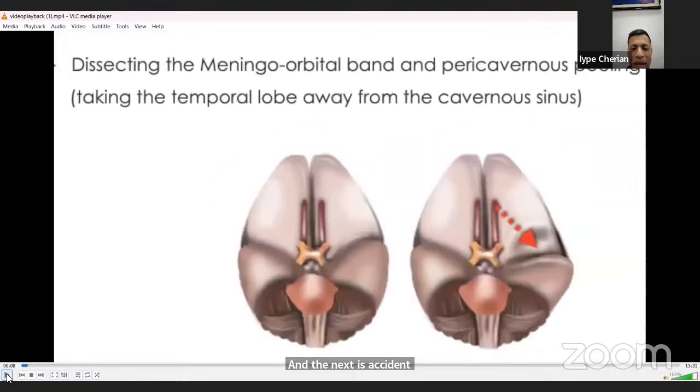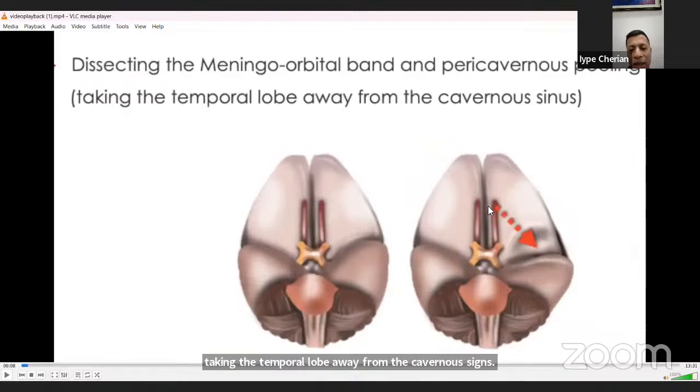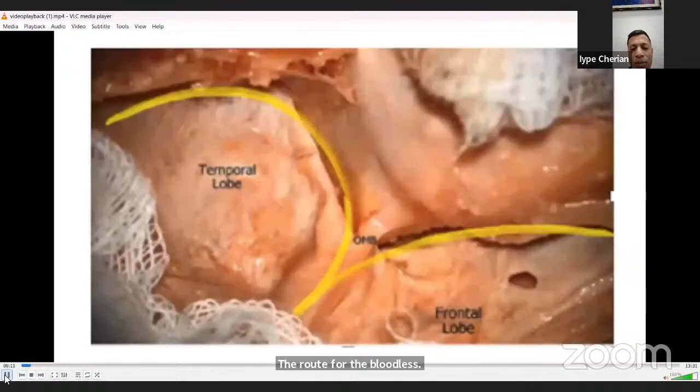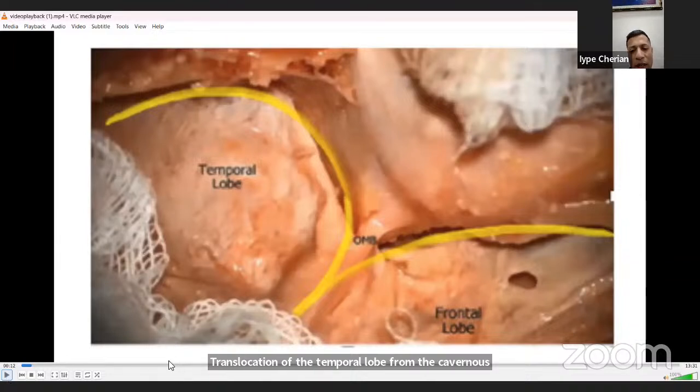You can advance it. Yeah, this is axial unlocking. What happens here is you're taking the temporal lobe away from the cavernous sinus. And when you do that, there is a bloodless way of doing that. We have published it as the orbitomeningeal band being the route for the bloodless translocation of the temporal lobe away from the cavernous sinus. And when you do that, you get a beautiful pathway to the interpeduncular cisterns and the posterior cisterns.